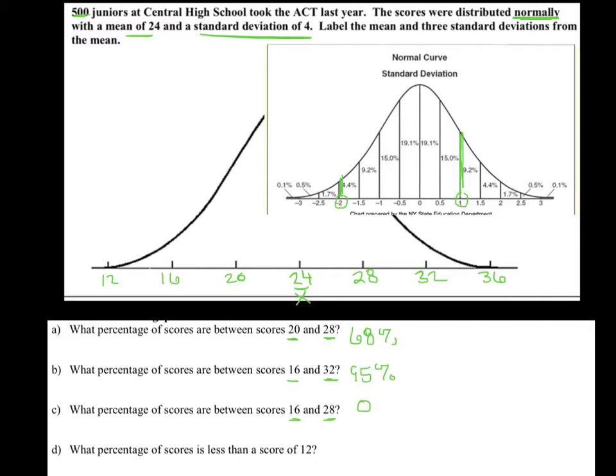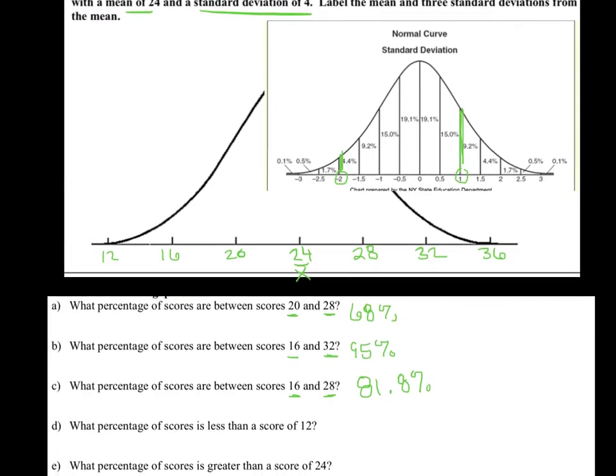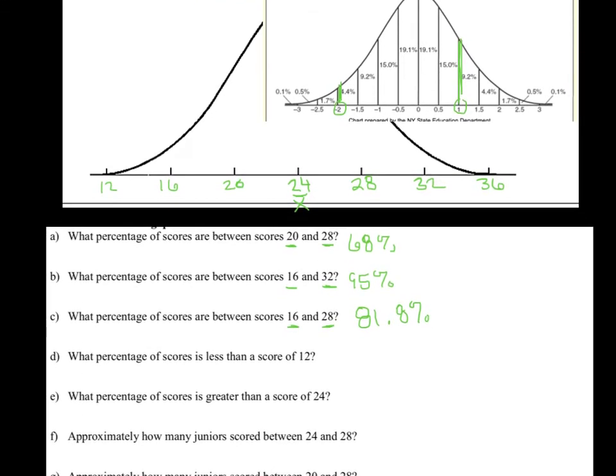I ended up with 81.8% falls between those two numbers. Alright, I'm going to continue to refer to that chart. We'll slide it down with us as we go. Let's see here.